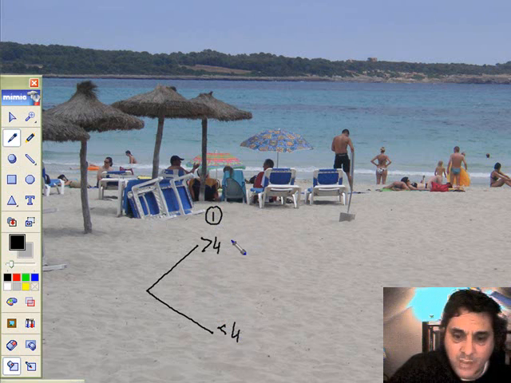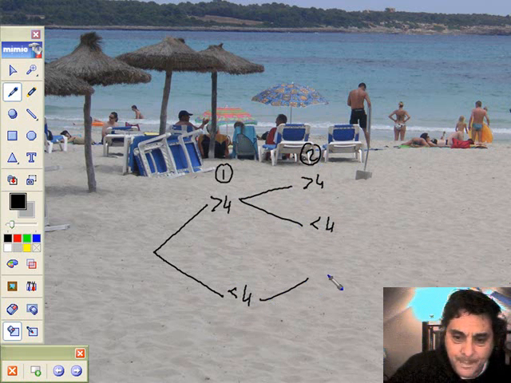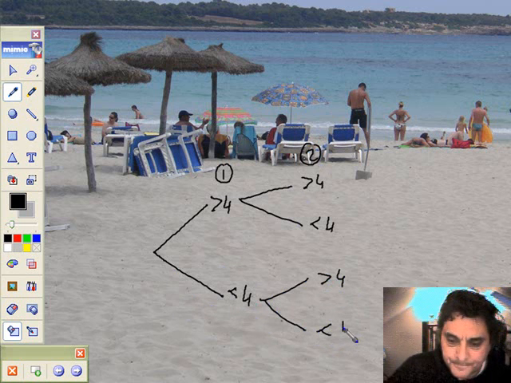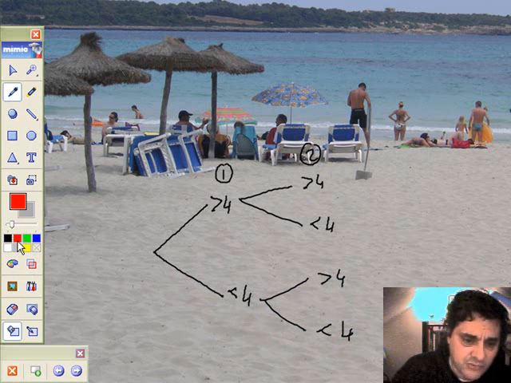Now that's customer number 1. The second customer can also wait more than 4 seconds or less than 4 seconds, depending on what customer number 1 has done. That's that. Right, let's write the probabilities in because they're really tricky.